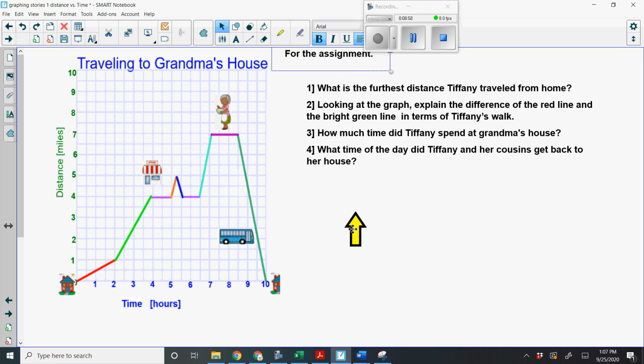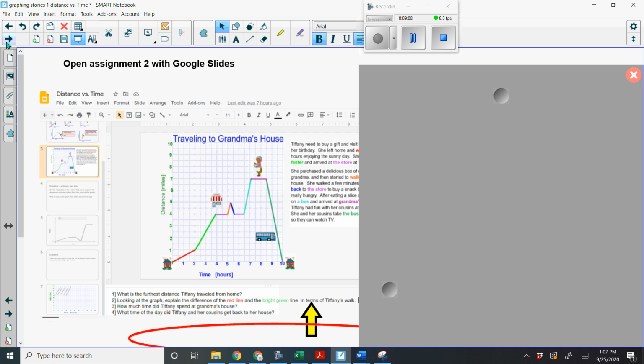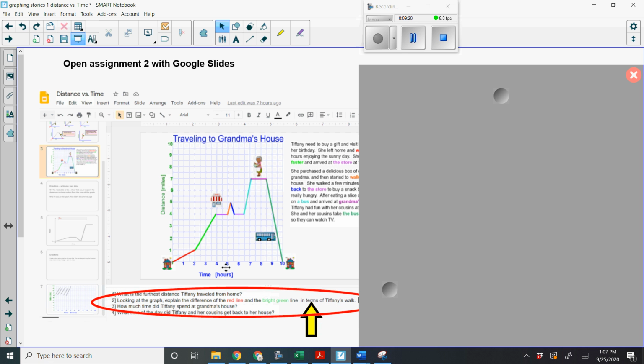Now, in the assignment, you're going to have to answer some questions. Okay, there are 4 questions in the assignment that you have to answer. Okay, this is very important. As you do the assignment, make sure you open the assignment in Google Slides. Once you get to your slide of traveling to grandma's house, you're going to see the questions at the bottom of the slide in the comments portion of the Google slide.